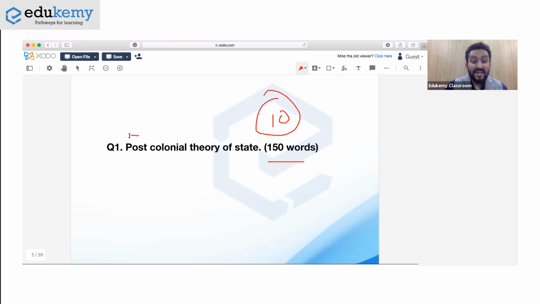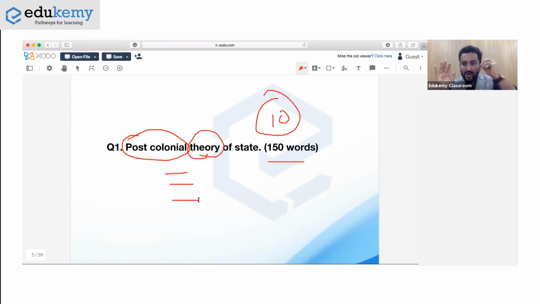Now, what do you know about post-colonial theory of state? First of all, what is a post-colonial state? Why was this theory conceptualized? What are the different perspectives related to it? This is what is required before you jump into the answer. In the introduction, show what a post-colonial state is: any state which still has the legacy of colonial powers. Third world countries, for example India and Pakistan, are regarded as post-colonial states. The theory was conceptualized to analyze the nature of these states.